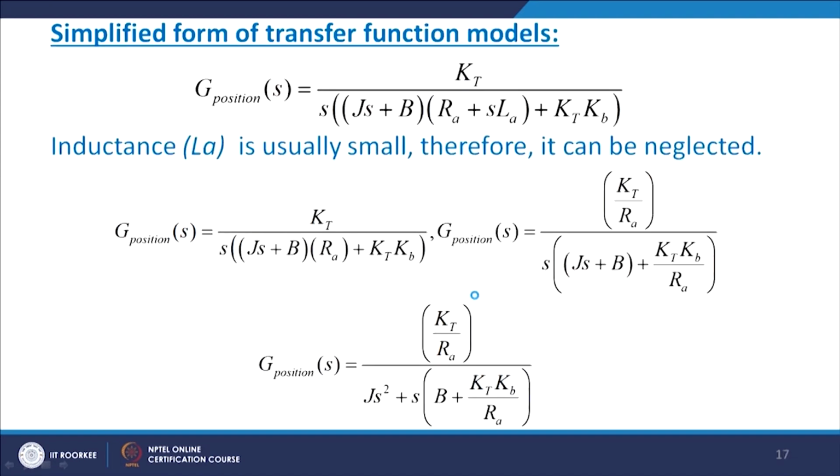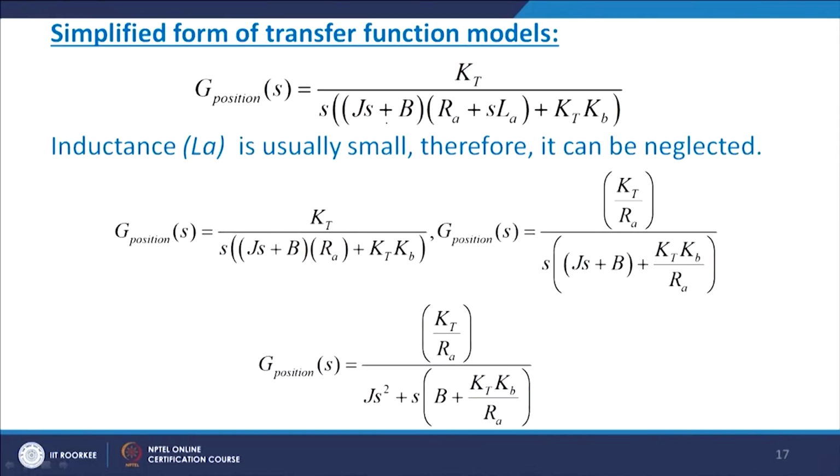Now the simplified form of the transfer function model. As we have seen, the model that is the position control model is third order. In control literature we will see that various model reduction techniques are available. They can reduce a higher order model to a lower order model. So there are some techniques available, but can we do that from the model itself, just by looking at it, can it reduce to second order or first order without using any techniques? So just see the model here.